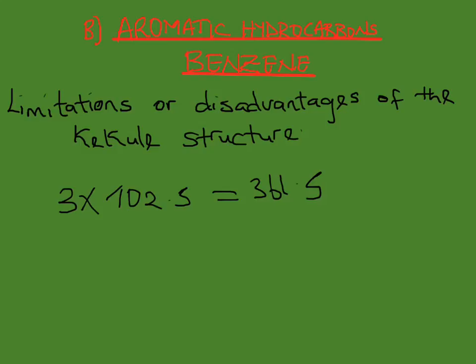What we're trying to say here is this. Since the benzene structure has 3 double bonds, if the Kekulé structure is true, this 120.5 kilojoules per mole, which is the enthalpy of hydrogenation of cyclohexene, will be multiplied by 3. But here, that is not the case.